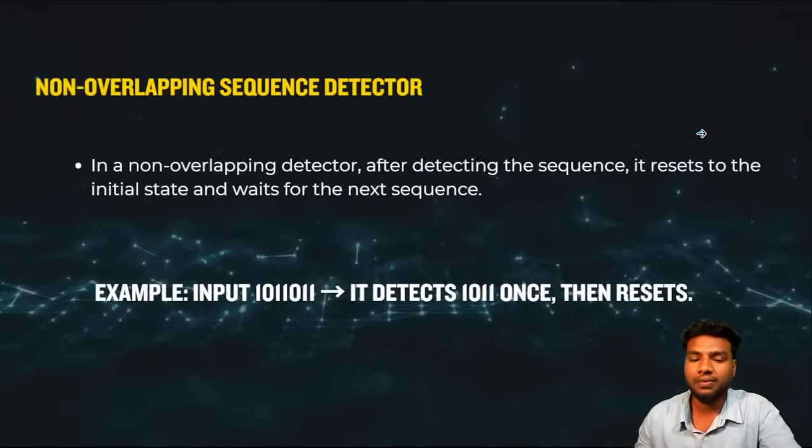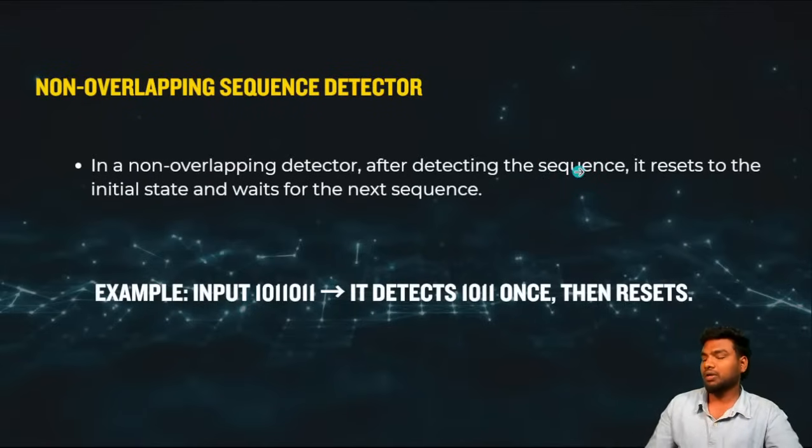Non-overlapping means it won't detect two sequences from the same input. With the same input sequence, it will detect only once. After that one sequence, it will move to the reset condition, the initial state of the sequence. It won't detect the second sequence from the previously detected output. So this is the difference between overlapping and non-overlapping.